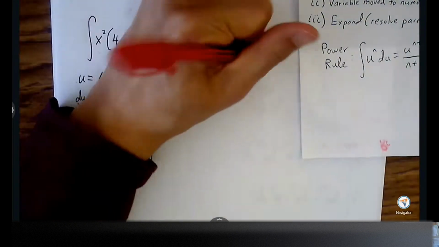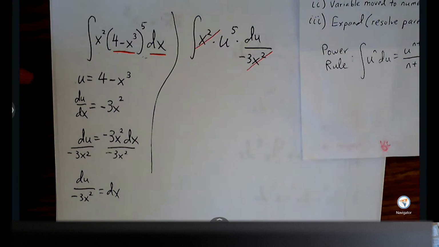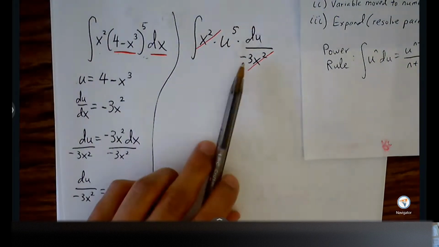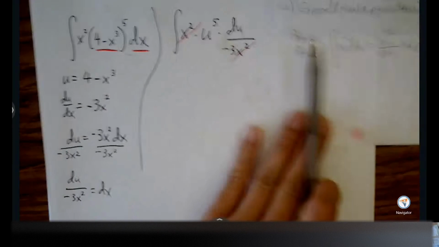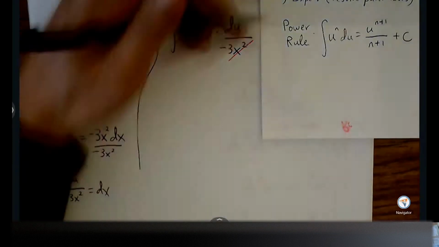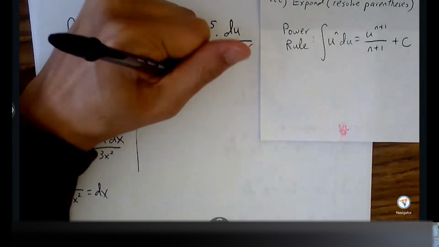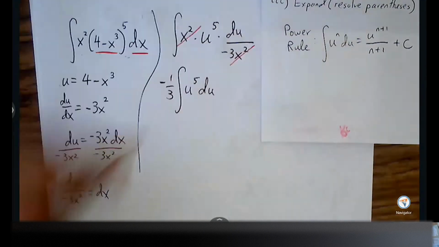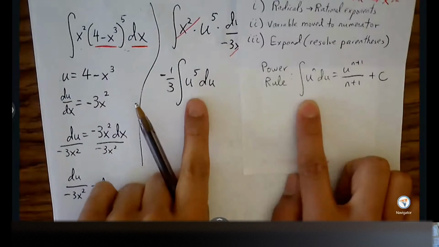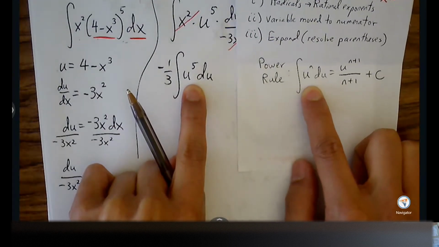So if I cancel those out, what's left? u to the power 5 times du over negative 3. And where can I put this negative 3? You can make it like negative 1/3. There we go, right? So do you see how nicely this matches? Now we can do power rule in terms of u.